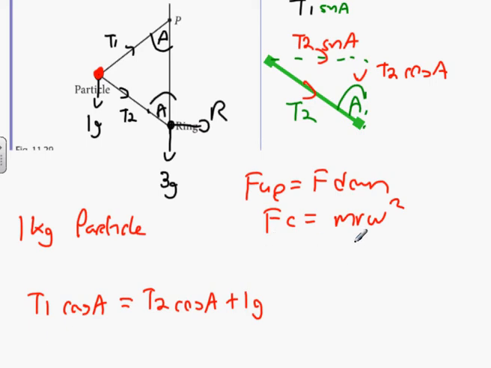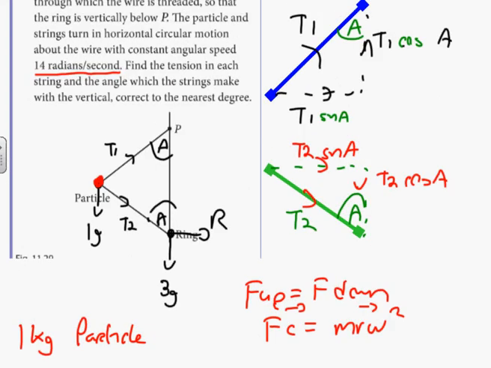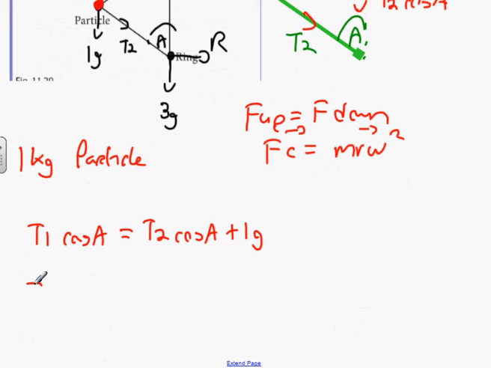FC, what's driving it towards the centre of the circle? What force is driving towards the centre of the circle, guys? Come on. T1 sine A and T2 sine A. T1 sine A plus T2 sine A equals mr. M is 1, isn't it? Mass of 1. R, radius, anybody? Do we know the radius? I think we do.